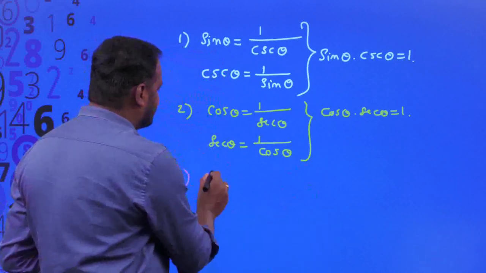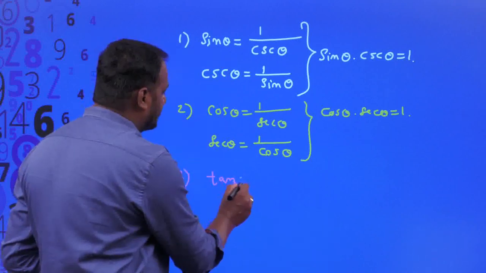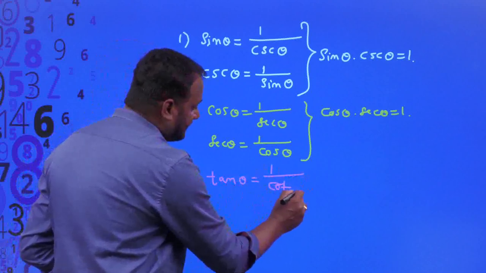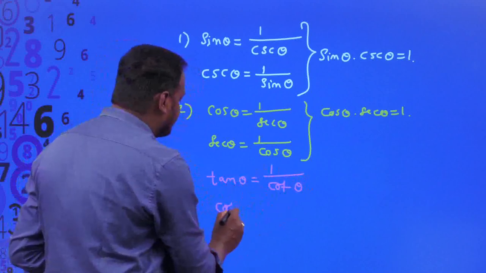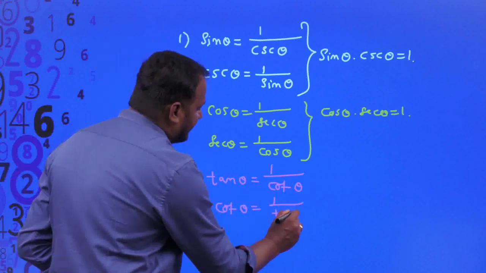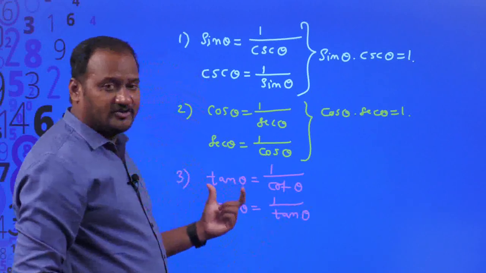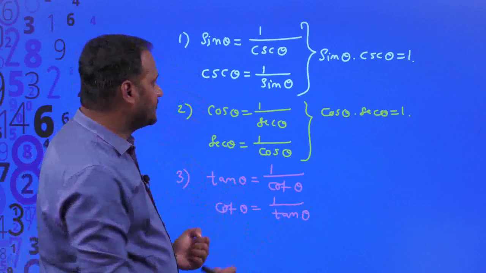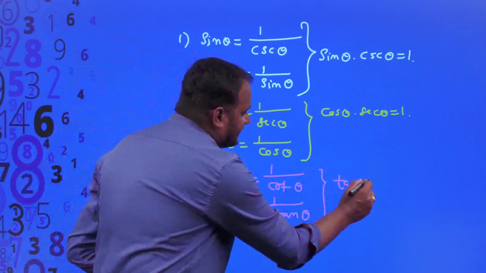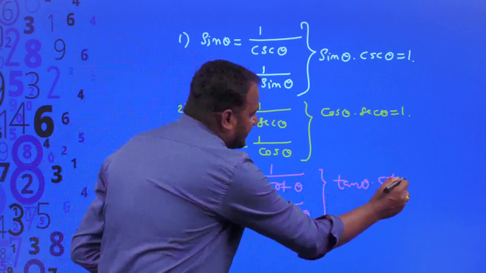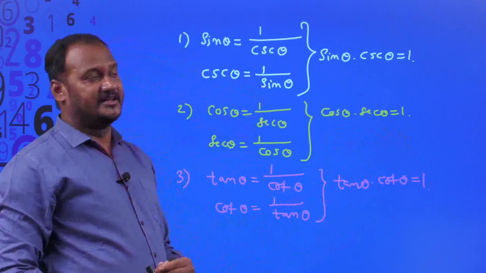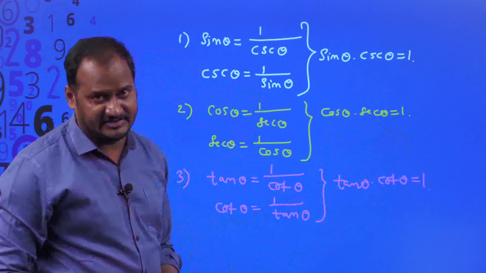Third one is tan theta is equal to 1 divided by cot theta, as well as cot theta is equal to 1 divided by tan theta. So tan theta equal to 1 by cot theta and cot theta equal to 1 by tan theta. From these two, we can say that tan theta into cot theta is going to be 1. So these are relations between trigonometric ratios.